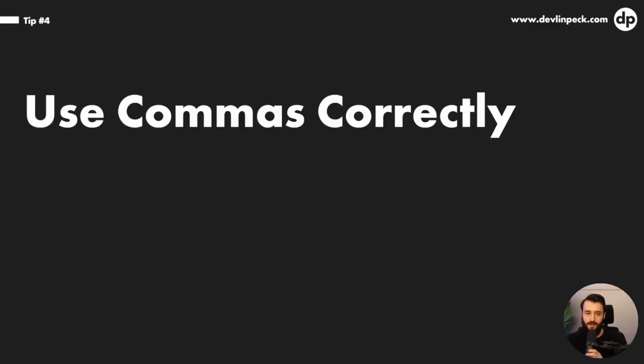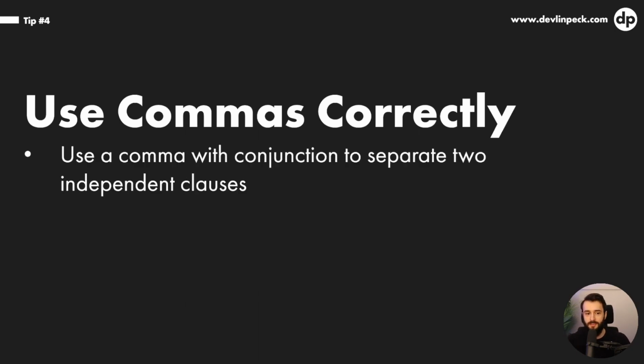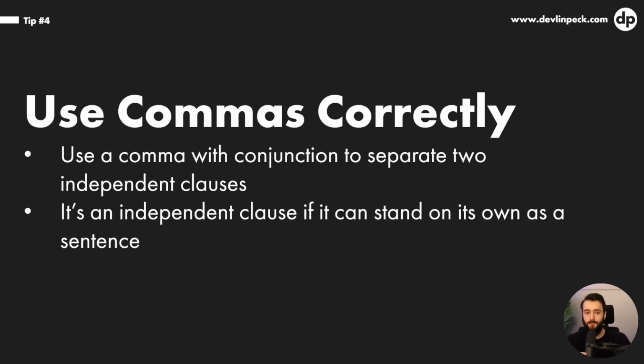Okay, so let's move right along to tip number 4 here, which is to use commas correctly. And there are many comma rules. We're definitely not going to get into all of them here, but the one we will focus on, because this is a very common mistake, is to use a comma with the conjunction when you're separating two independent clauses. Sometimes people don't include this comma at all, and sometimes people include this comma with the conjunction when it's not necessary. If you're not familiar with what an independent clause is, it's independent if it can stand on its own as a sentence.